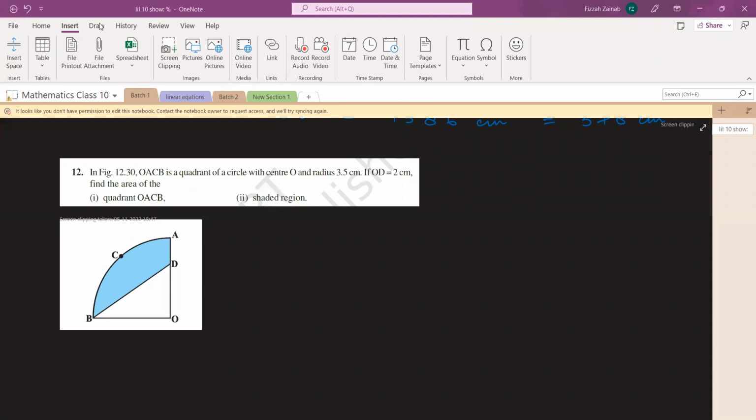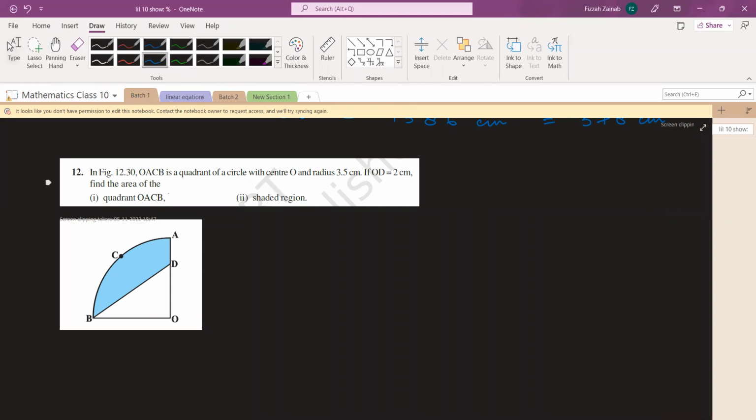Okay, now in this question, see here, all of you. In this figure, OACB, can you see that? OACB is a quadrant of a circle with center O and radius 3.5 centimeter. So that means this side is 3.5 centimeter, clear? And also this side. Is that okay? Yes, ma'am.